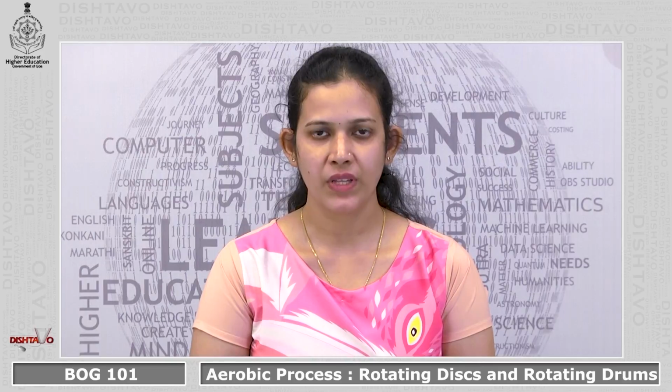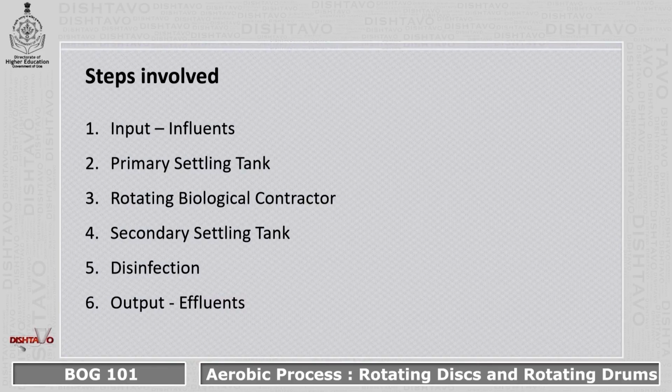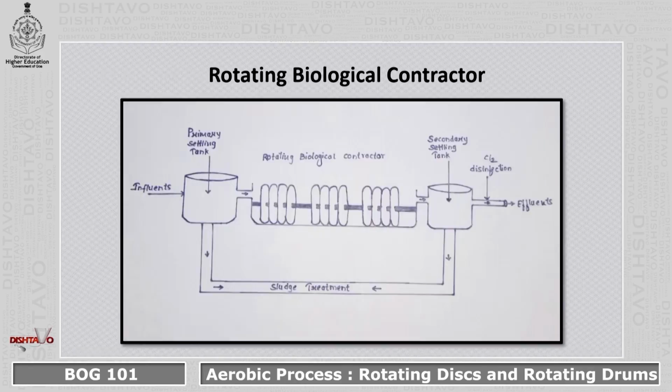The steps involved in this process are: first, the input, that is the entry of influents; then moving it into the primary settling tank; further introducing it into the rotating biological contactor; further moving into the secondary settling tank; then disinfection; and the final step is the output, that is the effluents are released into the environment. This is the schematic diagram of the working of the rotating discs.